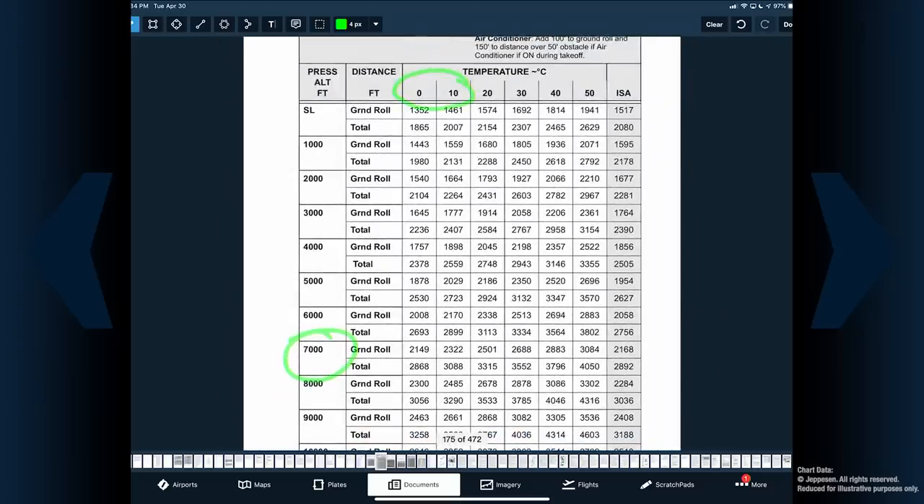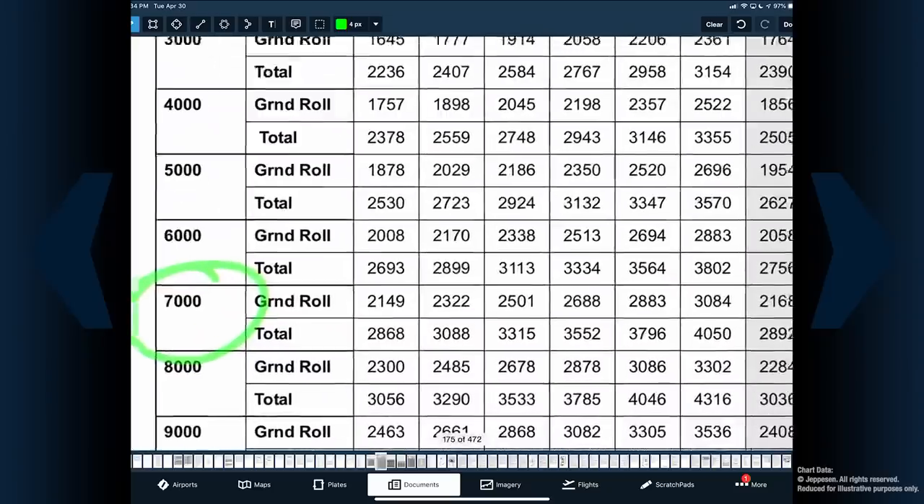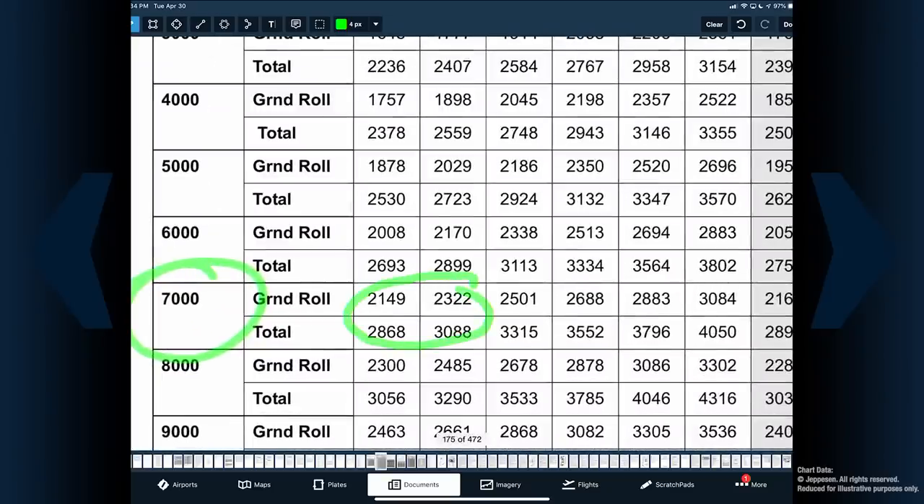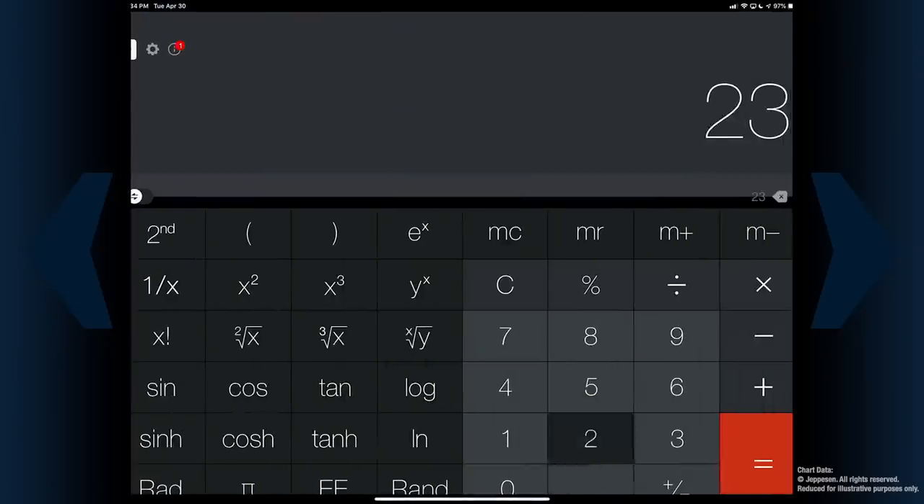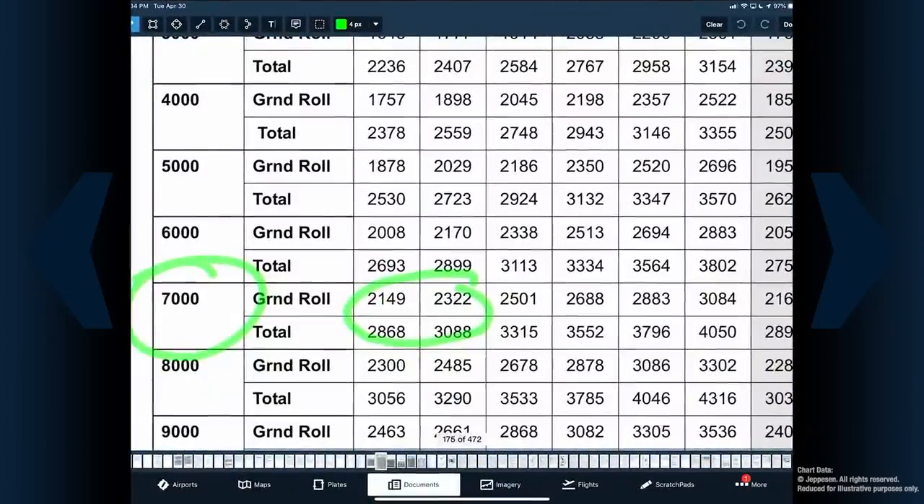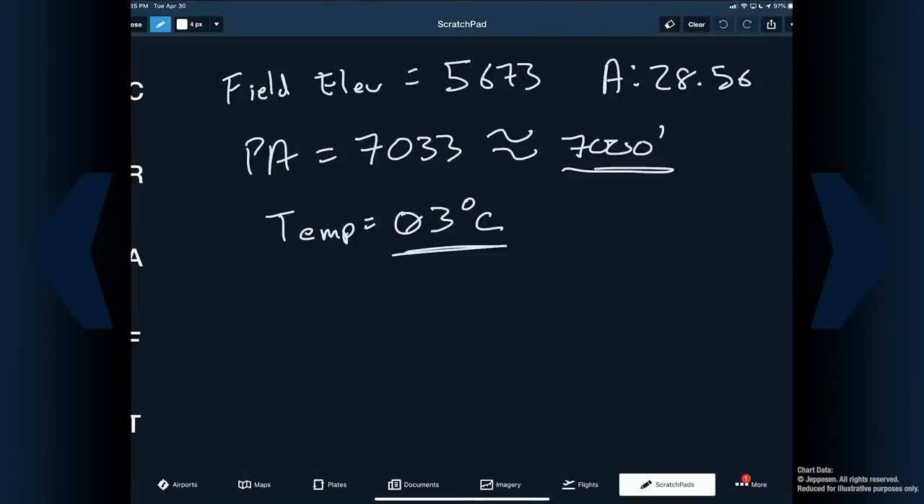So that's going to be in between 0 and 10. So we're using these two right here. And the way we want to do this is essentially we're going to take 2322 minus 2149. So let's do that. That gives us 173. And we'll go back to the flight. So there's 173 feet of difference, and it's between a temperature of 0 and 10, so 30%. So times 0.3.